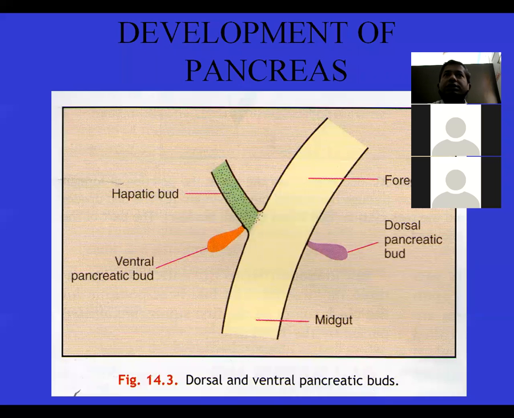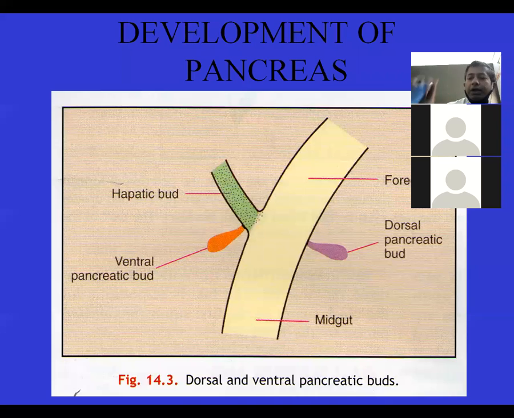Now coming to the development of the pancreas. The pancreas develops in relation with the foregut. It develops from two buds, the ventral pancreatic bud and the dorsal pancreatic bud. After some time, the ventral and dorsal pancreatic buds are in relation with the hepatic bud and the foregut.